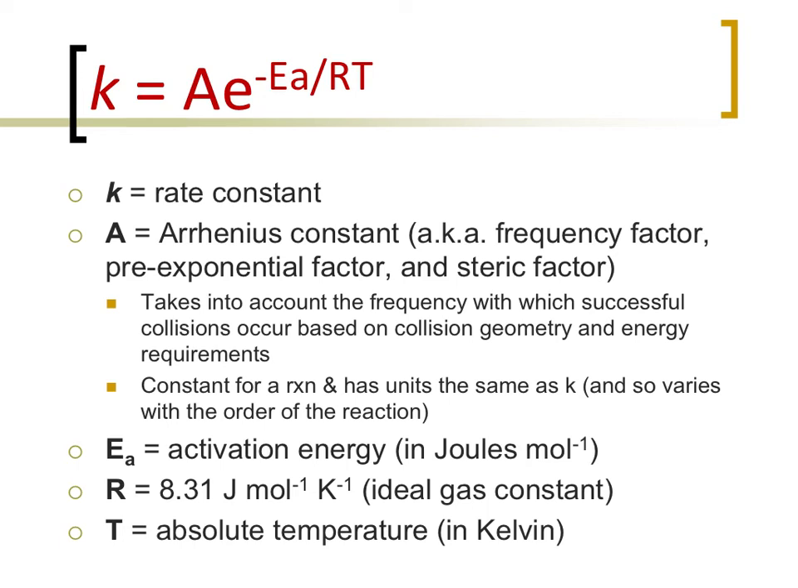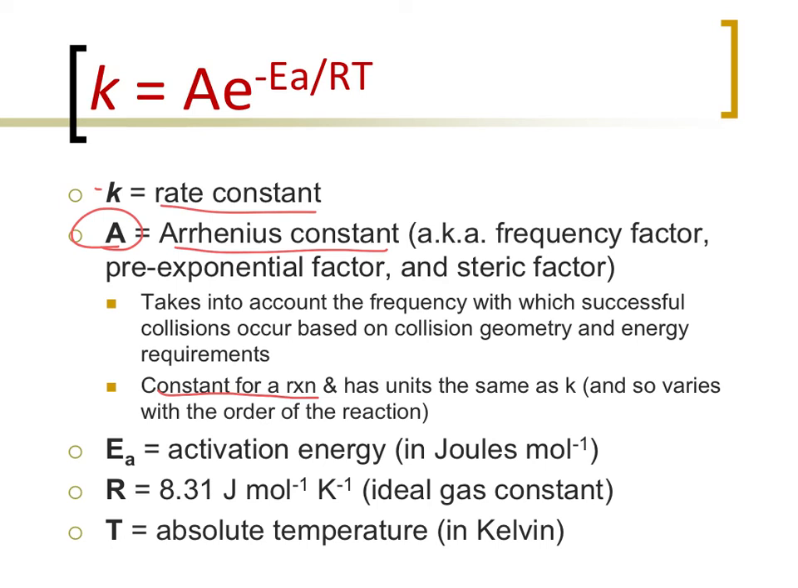Of course, you know the first one, that the lowercase k is our rate constant. But here's our new one. The capital A is our Arrhenius constant. There are a couple things you should know about the Arrhenius constant. It is unique for a specific reaction. It's not something that's the same for all reactions, but a given reaction will have a specific Arrhenius constant.